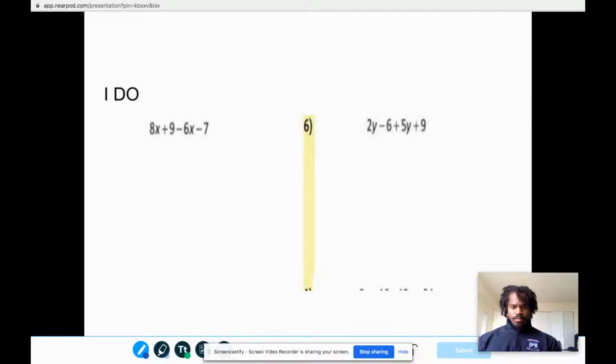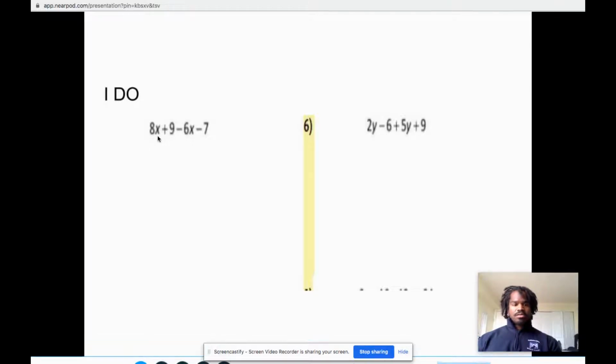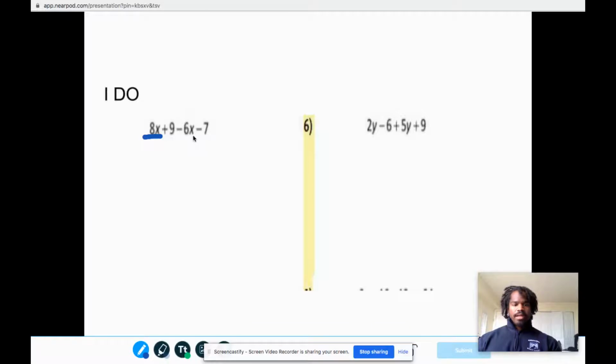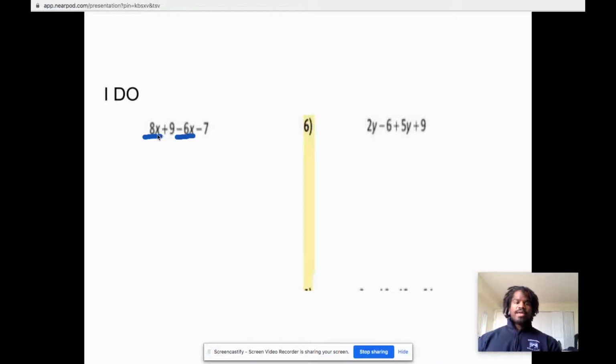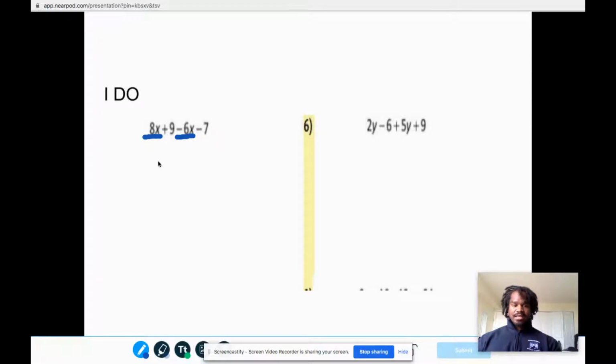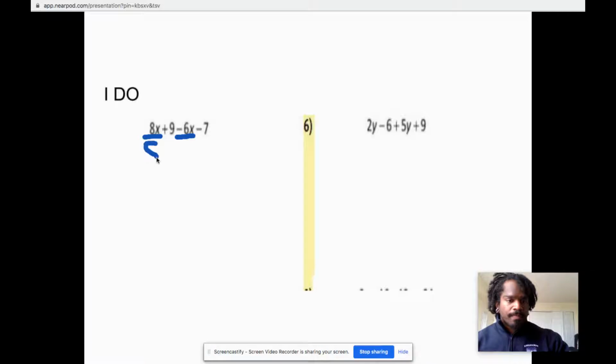So, in the first step, we have 8x plus 9 minus 6x minus 7. So automatically we see that the variable terms are 8x and minus 6x. So I'm going to go ahead and underline those, 8x and minus 6x. So we have 8x minus 6x. We can just go ahead and combine those by taking 8x and subtracting 6x, and that's going to give you 2x.